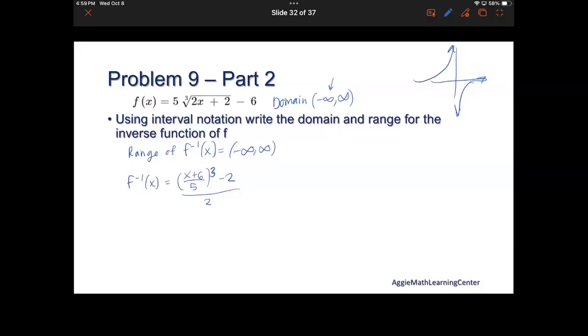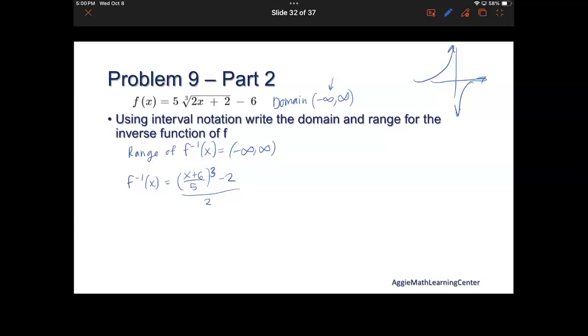Yeah, because let's think about it like what you just said. You said, okay, what if I put in a -6? That means I get -6 plus 6 over 5, which is 0, right? Do you know how to tell me what 0 cubed is? What's it equal to? 0. Yep. What's 0 minus 2? -2. And what's -2 divided by 2? -1, good job.